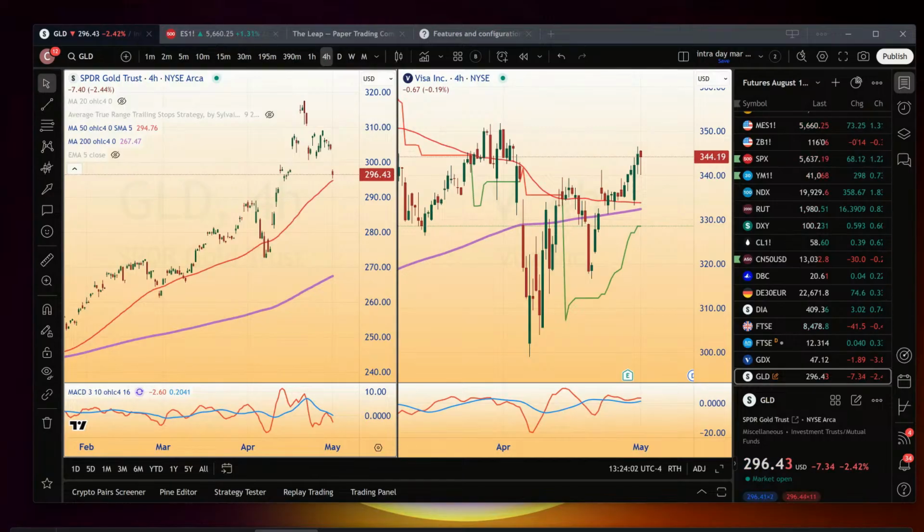Like I said, the higher that the Russell goes, the more likely everything else goes up. Everybody seems to be keyed off the Russell. I just want to make that clear. I mean, that's the way I look at it.